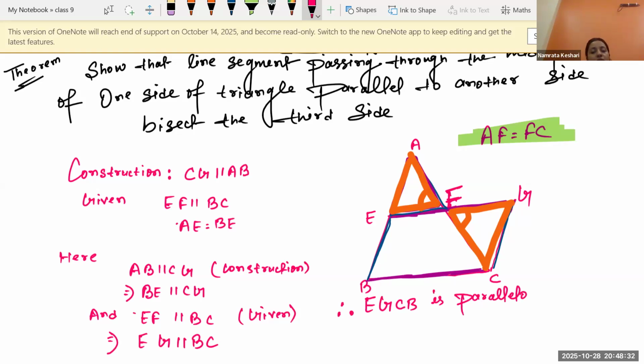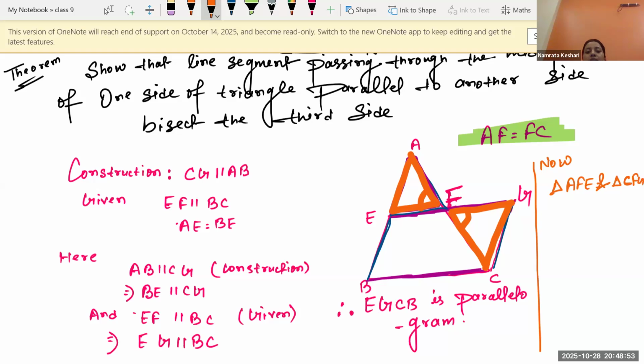Now, if you are thinking, will it really help us prove these two triangles congruent, these two orange color triangles? Let's check it. We are going to take these two triangles, triangle AFE and triangle CFG. Let's write angle F over here, angle F over there are the same, vertically opposite angles, right? Yes.